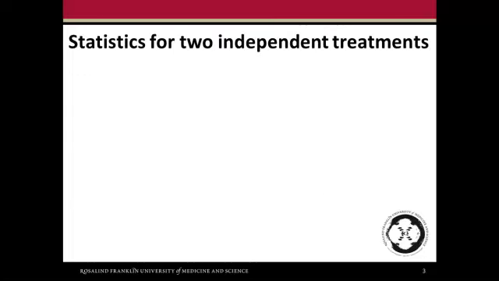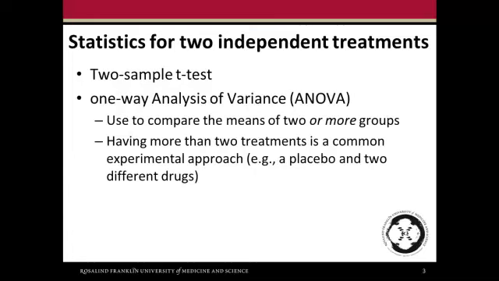Now, when we have statistics that we want to calculate for two independent treatments, we can do a two-sample t-test, which you've learned in the prior module, or you can do what's called a one-way analysis of variance, and we use this when we want to compare the means of two or more groups. This is a parametric test, and when we have two or more treatments, this is a common experimental approach. So we might have a placebo and two different drugs we want to try, or we might have non-smokers, people who smoke less than 5 cigarettes a day, people that smoke a pack a day and 2 packs a day. So having more than two treatments is actually a common experimental approach, and ANOVA is quite commonly used.